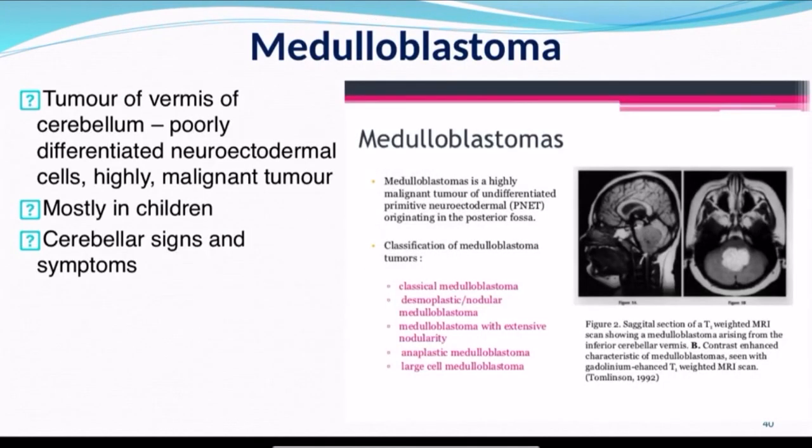Now coming to medulloblastoma, it's one of the tumors of cerebellum which involves the vermis. It's due to poorly differentiated neuroectodermal cells. It is a highly malignant tumor, mostly occurring in children, and there will be signs and symptoms of cerebellar lesion in the patient. It's a very rapidly progressing tumor, and it's really very difficult to save the child. All these are developmental defects because it's due to poorly differentiated neuroectodermal cells. So that's about the medulloblastoma, which is a very rare kind of highly malignant tumor in children.